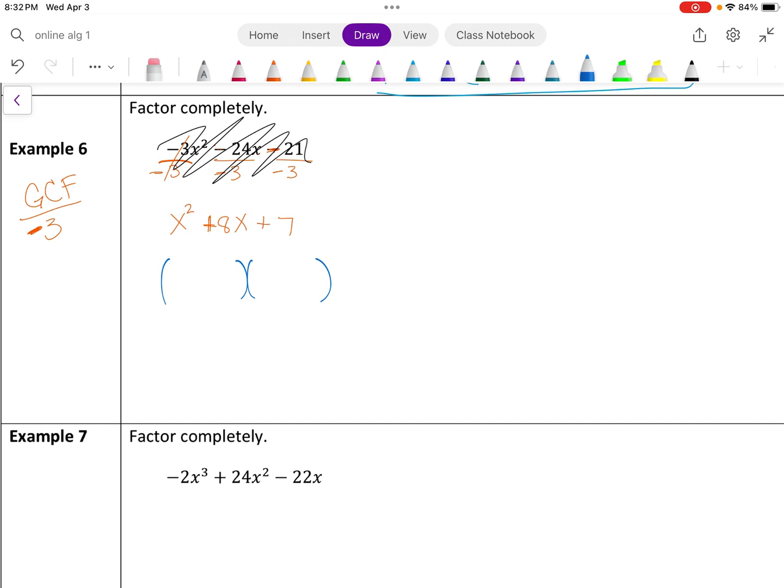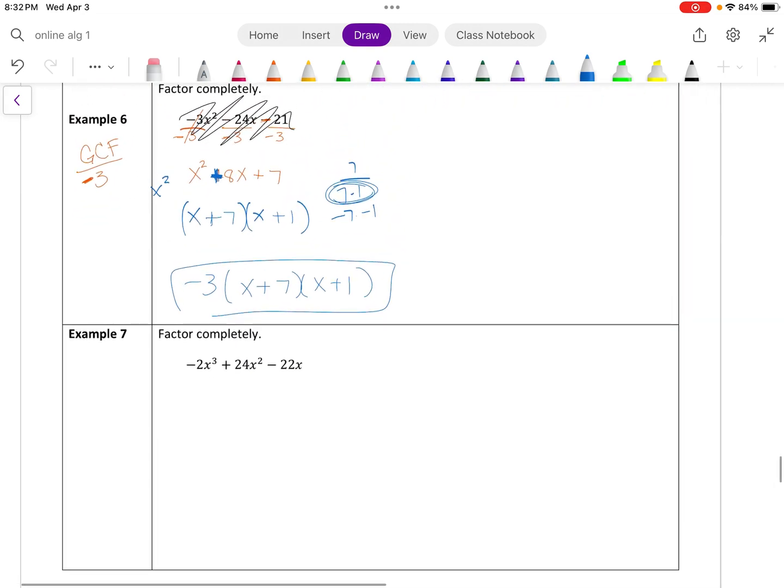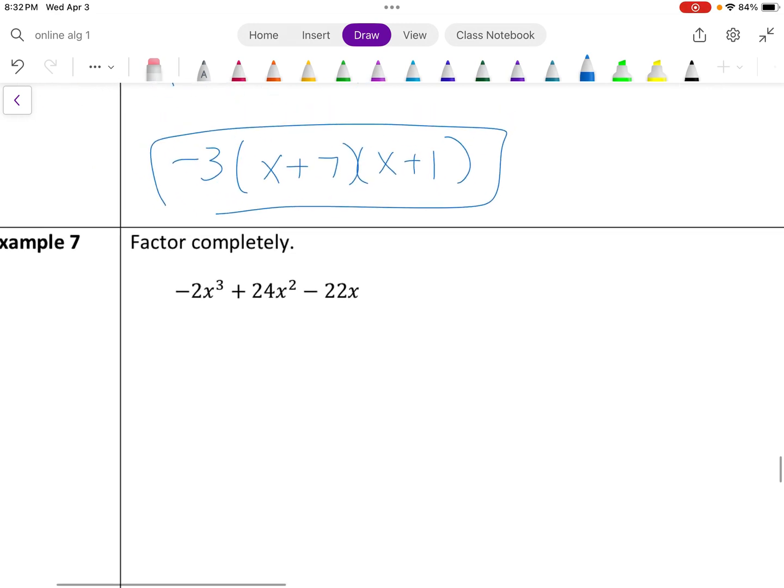All right, this one looks like one of the nice ones, because x squared, when that a value is 1, I only have one option. It's got to be x and x. Okay, so if I'm multiplying to be 7, well, that's 7 and 1, or negative 7 and negative 1, but I see I want it to be a positive 8. So if I want it to be a positive 8, really my only option is a plus 7 and a plus 1. If I put it all together, negative 3 times x plus 7 times x plus 1.